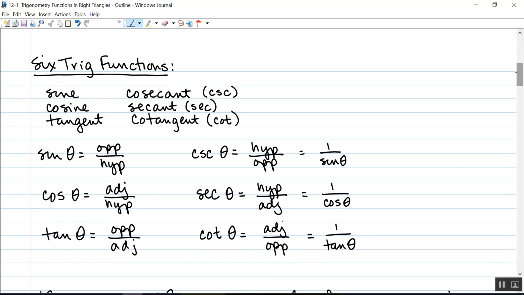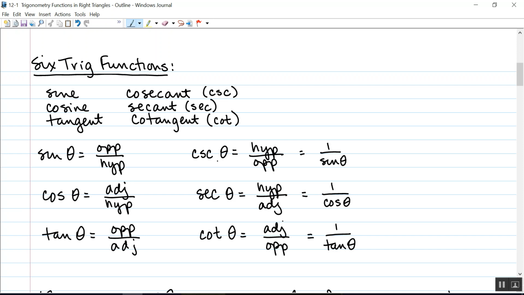So we have 6 trig functions. 3 of them you're going to be familiar with: sine, cosine, and tangent. And remember SOHCAHTOA: sine is opposite over hypotenuse, cosine is adjacent over hypotenuse, and tangent is opposite over adjacent. But now that we're in Algebra 2, we're going to introduce 3 more trig functions, and those are cosecant, abbreviated CSC, secant, abbreviated SEC, and cotangent, abbreviated COT.